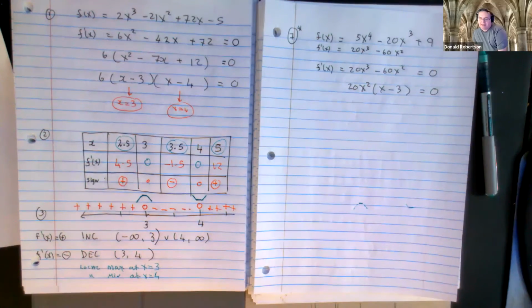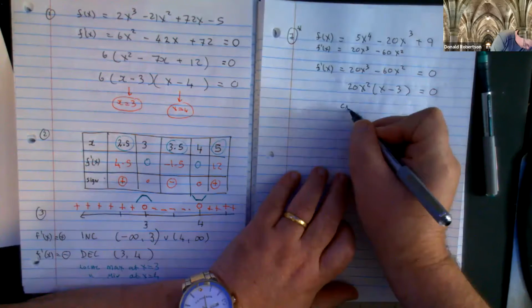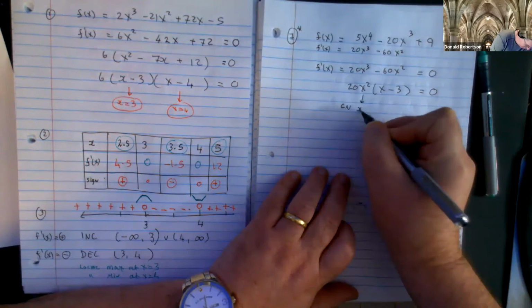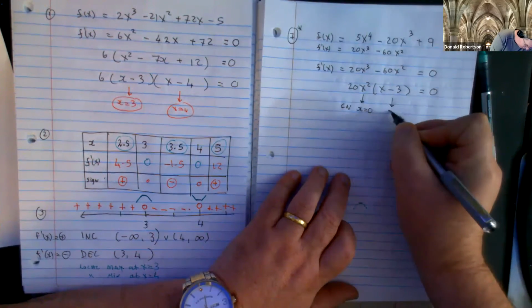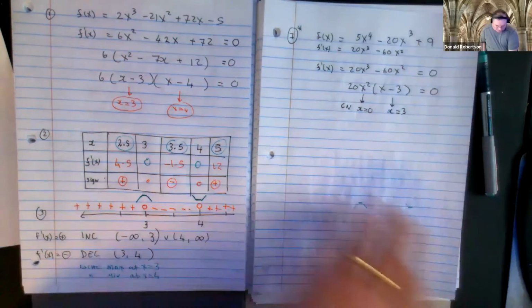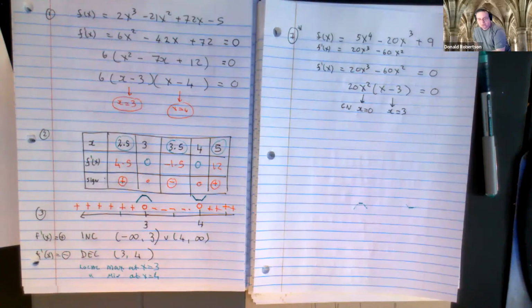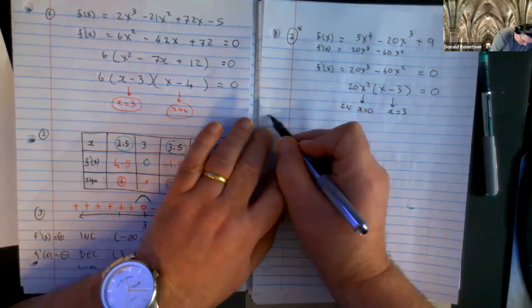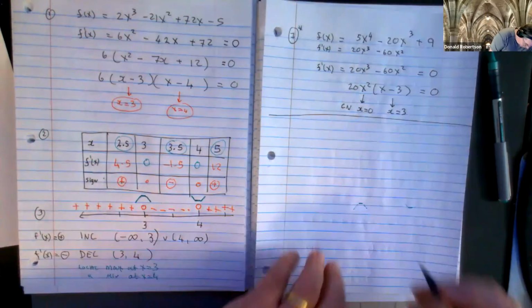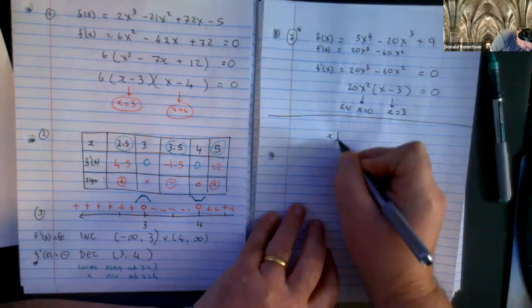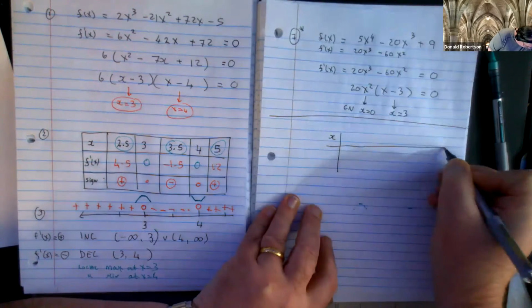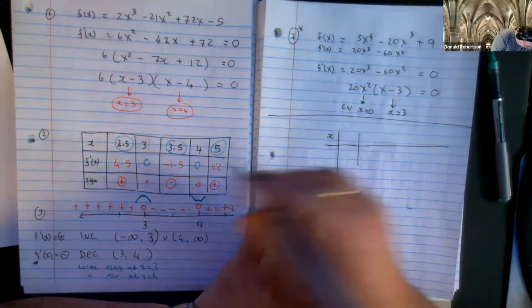Now, how many critical numbers are here? Well, I see 2. Would you agree that x equals 0, and the other one is that x equals 3? We found our critical numbers. That's what I call step 1, done. Now I'm going to sit on my little table of signs. So 1, 2, 3. I'll need 5 again.